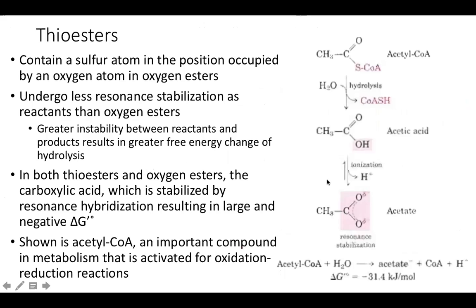There are other molecules that have large and negative standard free energy of hydrolysis. One such example are thioesters. These contain a sulfur atom in the position occupied by an oxygen atom in oxygen esters. Their hydrolysis produces a carboxylic acid that can ionize and form several resonance structures. This overall reaction from unstable reactants to resonance stabilized products results in a large and negative standard free energy of hydrolysis. And shown on the right is the hydrolysis of acetyl-CoA.